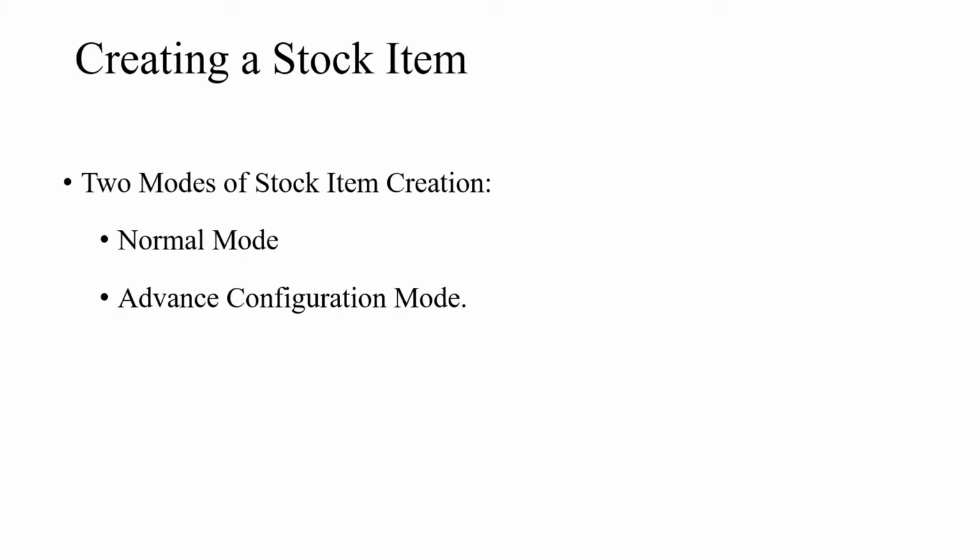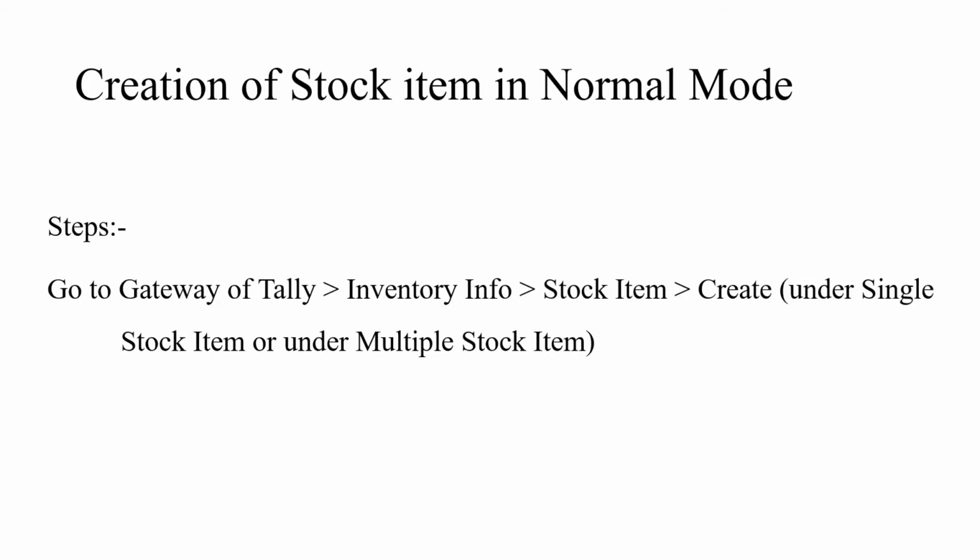Okay, in Tally, there are two different modes to create the stock item. One will be normal mode, the other one will be advanced mode, that is advanced configuration. Now let's see how to create stock item in normal mode. Again the procedure will begin from Gateway of Tally, Masters, Inventory Info, Stock Item, Create under two different modes, that will be single as well as multiple. Now let's see the practical part in Tally.